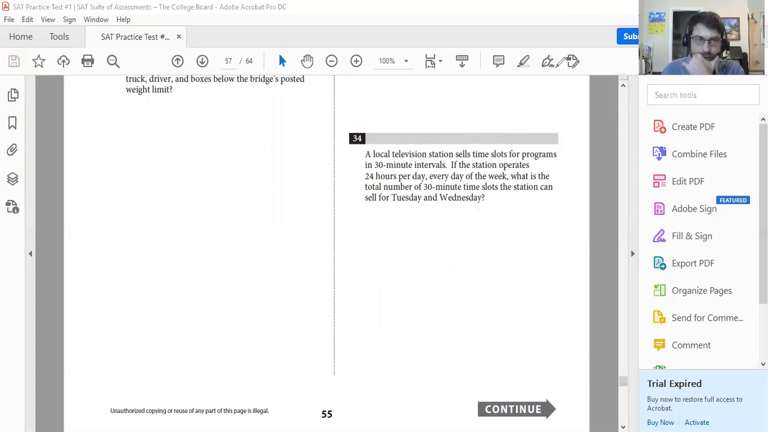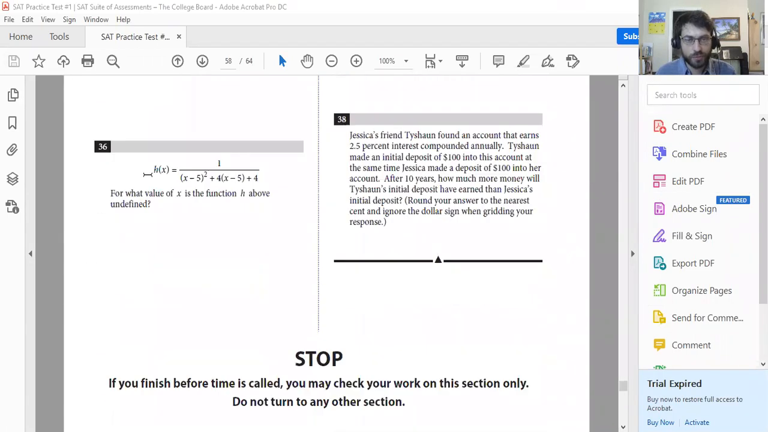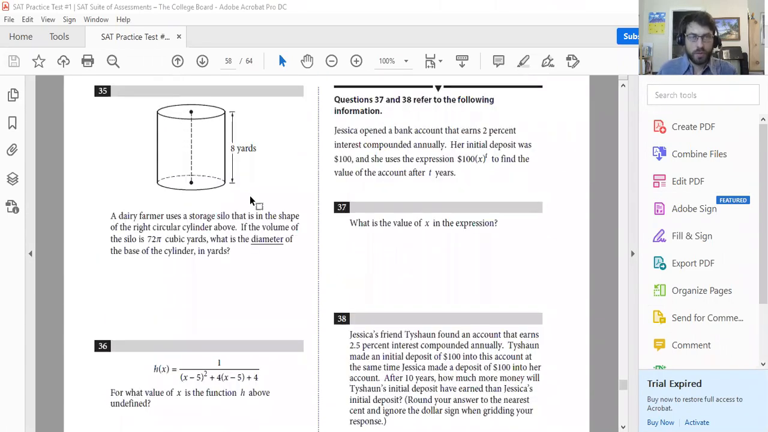And let's go to our next problem. Only 4 more, right? 4 more? Yep. We got that cylinder.